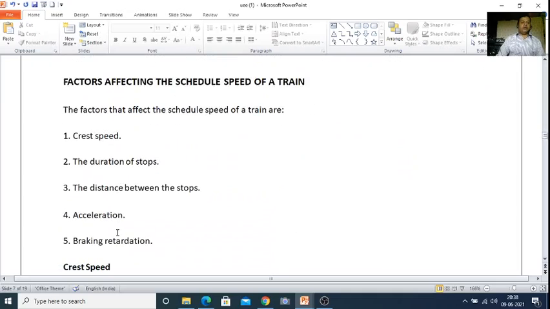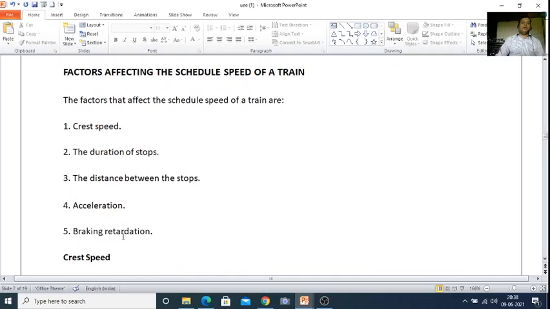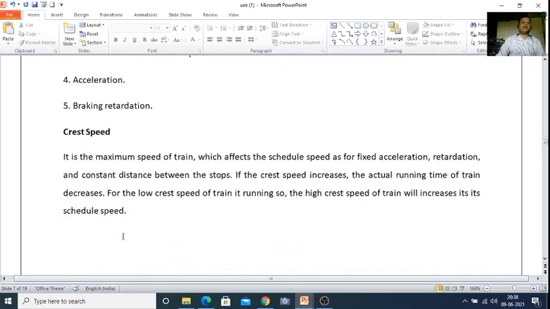Now we will talk about the factors affecting the schedule speed of the train. The factors that affect the schedule speed of the train are crest speed, the duration of stops, the distance between the stops, the acceleration, and the braking retardation. One by one we will see what crest speed is.